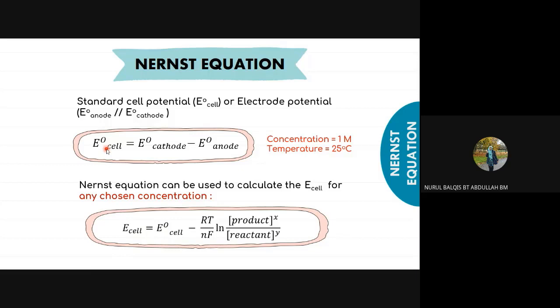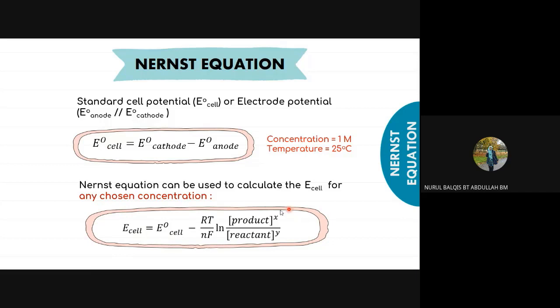They still rely on the standard, tetapi ada sedikit uncertainty. Mungkin dia tak exactly the same as standard. Dia ada kurang, ada lebih. So awak akan perasan, value of E naught cell awak lebih kurang sahaja dengan E cell. Tapi kenapa nak kena guna this equation?